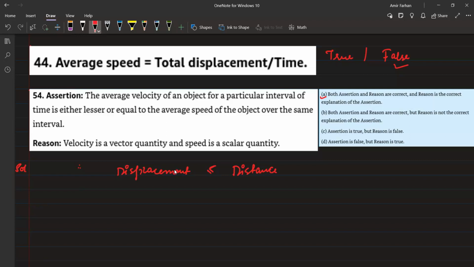Yes, sir. Displacement is smaller than the distance. Because suppose this is a circle, and you start from this point and go one round, what will be your distance? Distance will be 2 pi r, because the distance you have covered is the circumference of the circle. And what will be your displacement in this situation? 0. So now tell me, displacement is less than distance, yes or no?